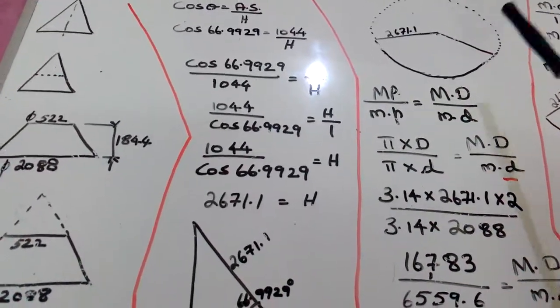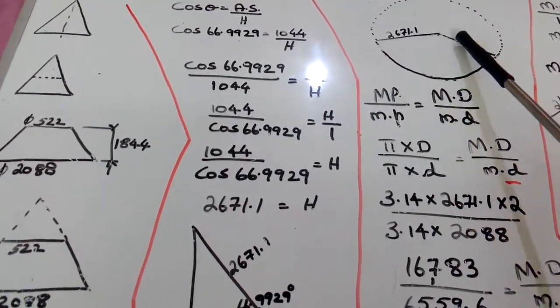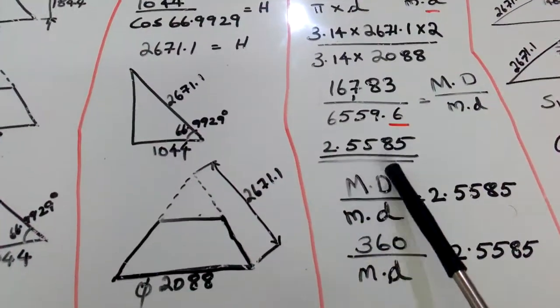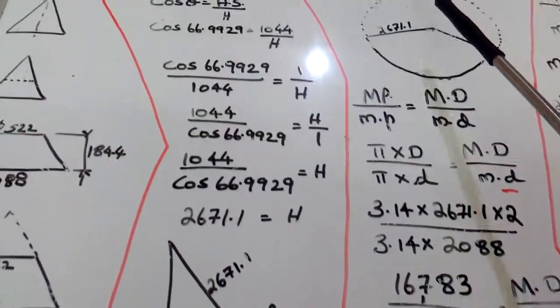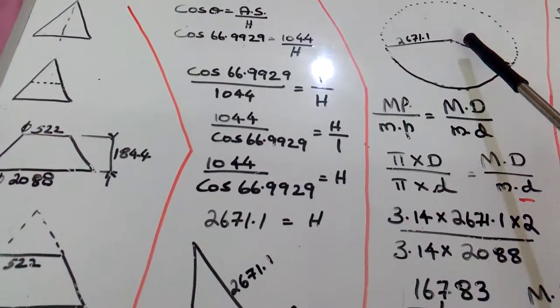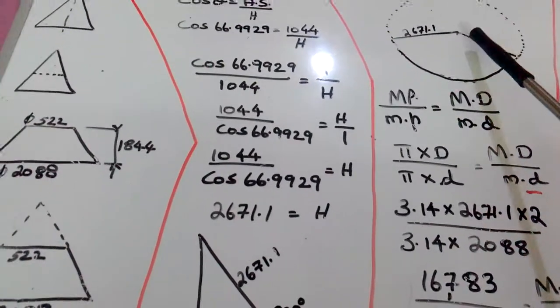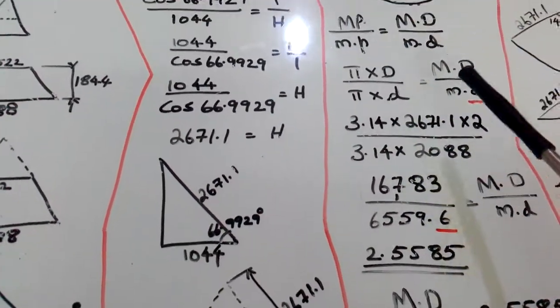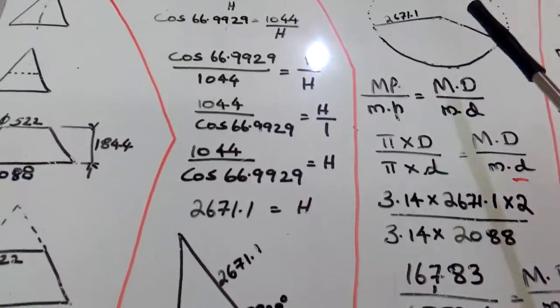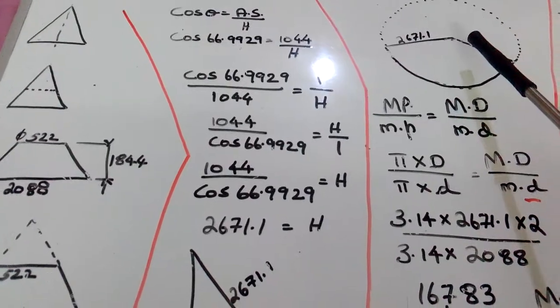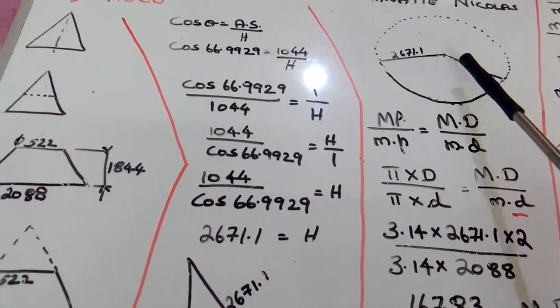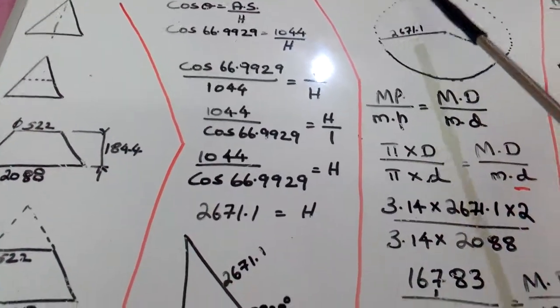If it is so, degree also will be the same. This major degree will be approximately 2.5585 times bigger than this minor degree.